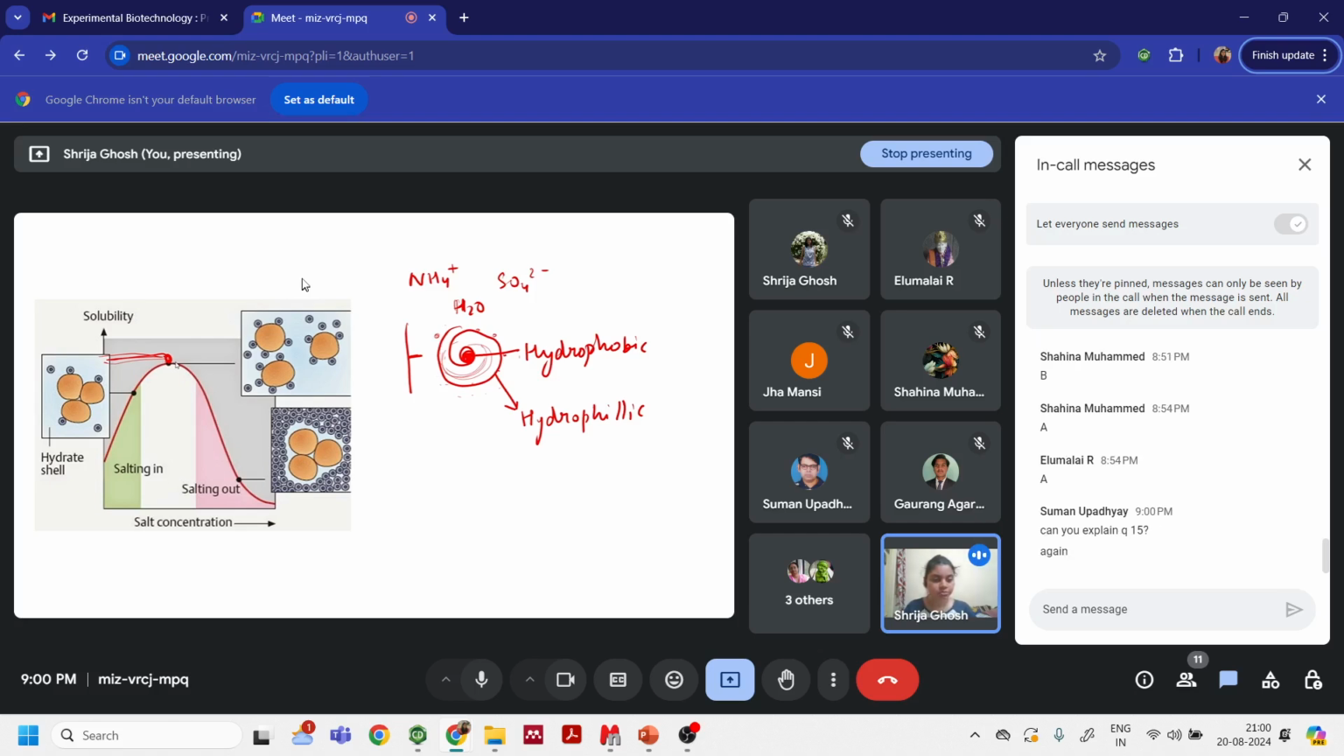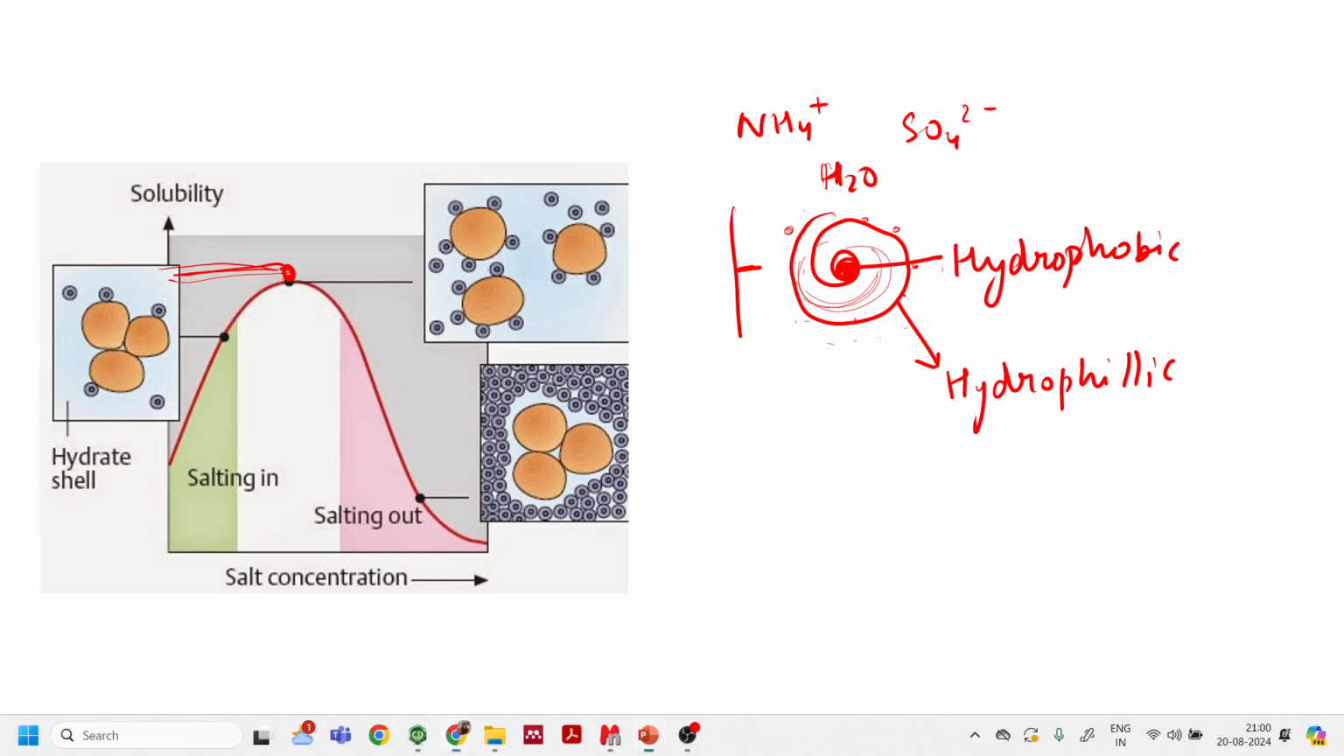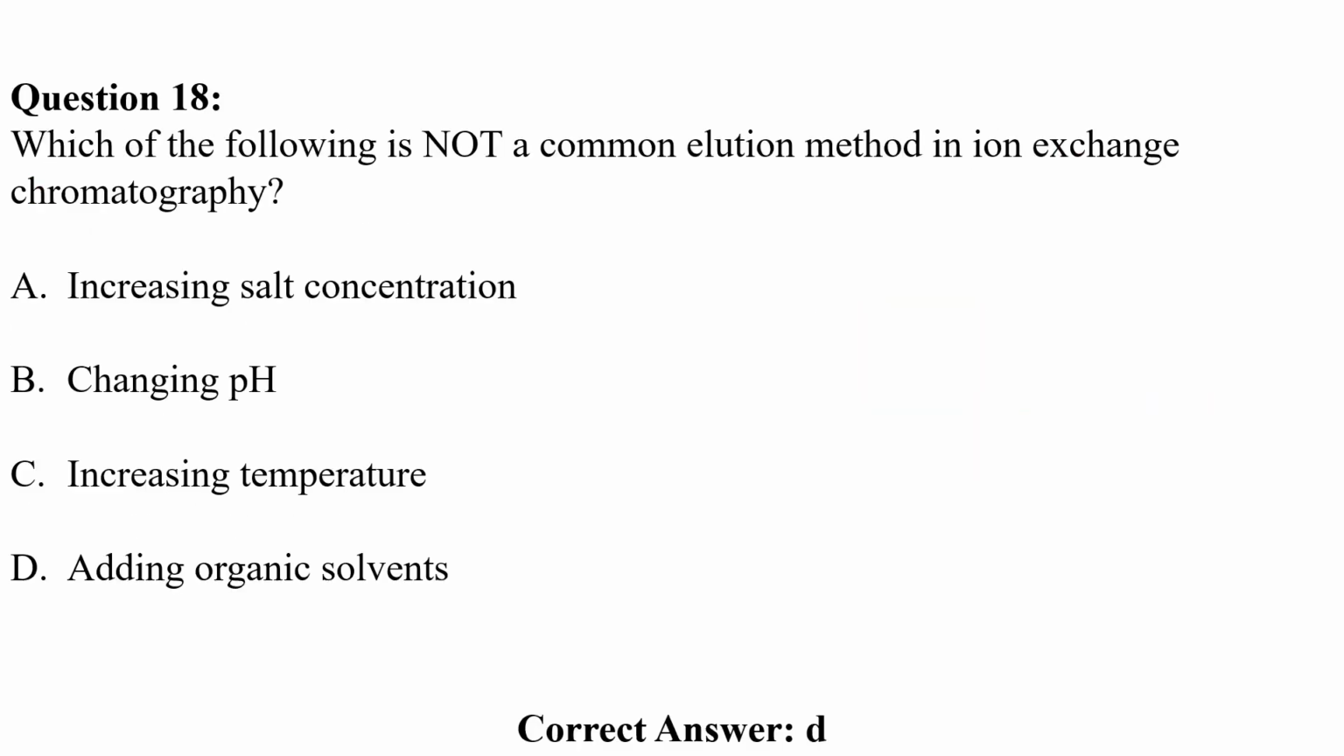Can you explain question number 15 again? Yeah, sure. Question number 15.